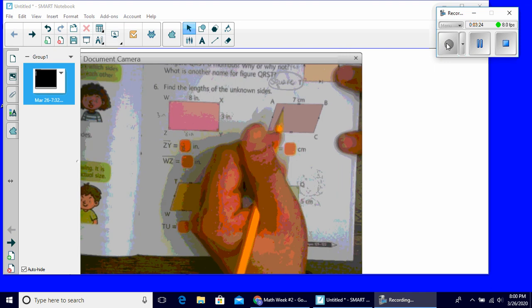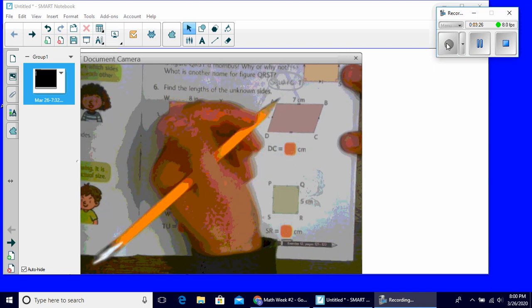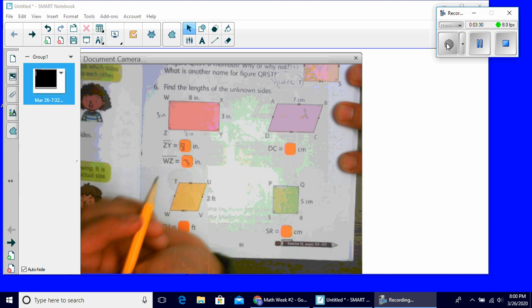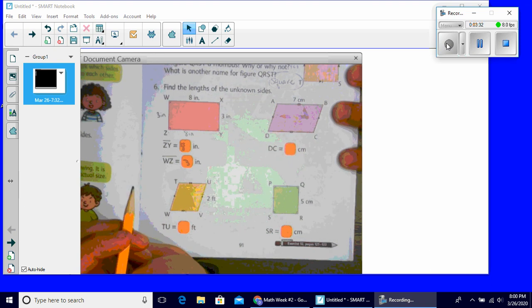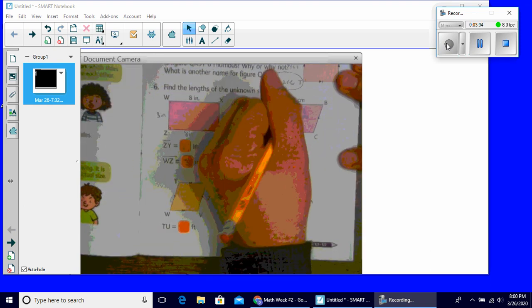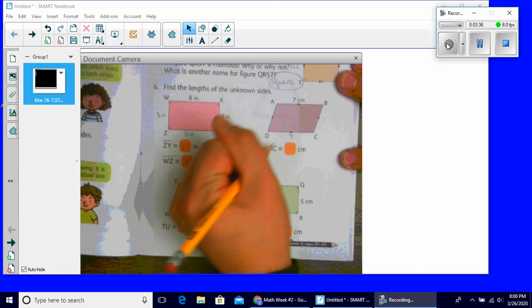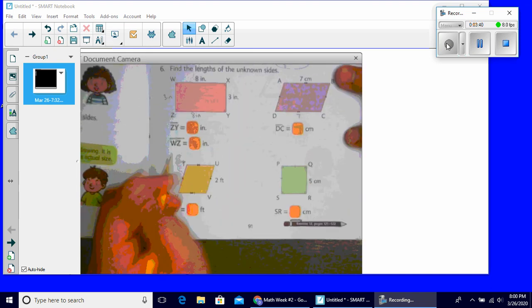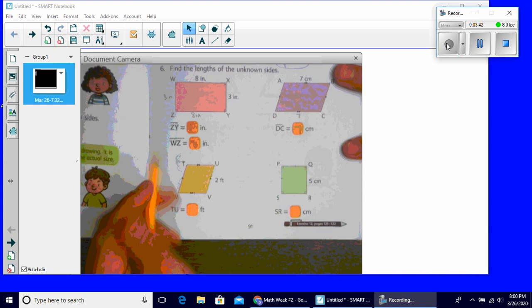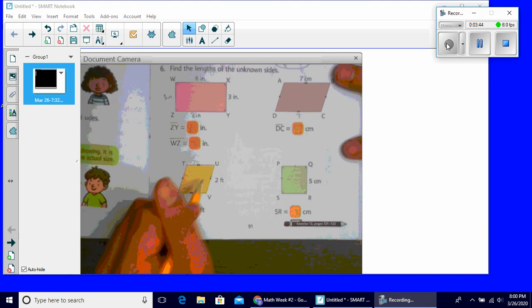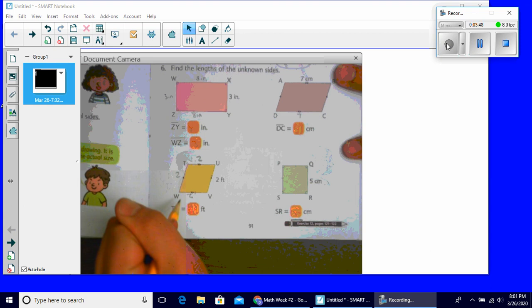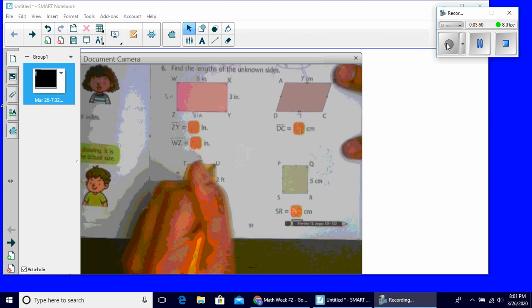This is a parallelogram. A parallelogram also has opposite sides of equal length. So if this is 7, this is 7. So the measurement of line DC is 7 centimeters. Here's a rhombus. We know that a rhombus has 4 sides of equal length. If this is 2, this is 2. This is 2, this is 2. So the measurement of line TU is 2 feet.